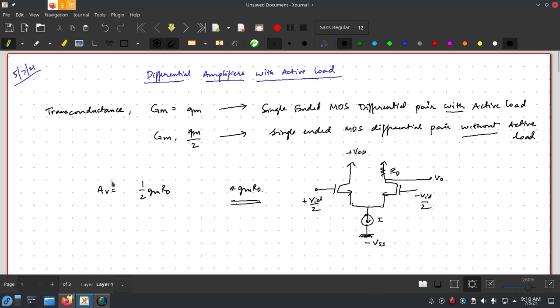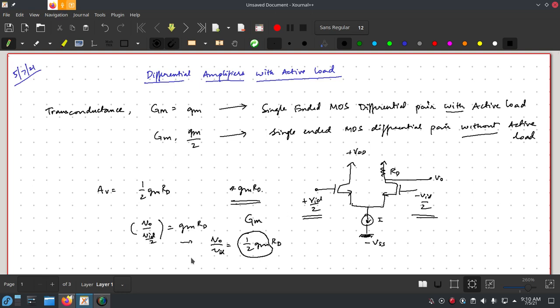Okay, so V0 by VID by 2 is actually GM times RD. That is fine, but it is VID by 2. VID is the differential input signal which is applied across both these input terminals. So here you give plus VID by 2, here you give minus VID by 2. So from this, V0 by VID is actually half times GM RD. When I take this into consideration, I will write it as capital GM.